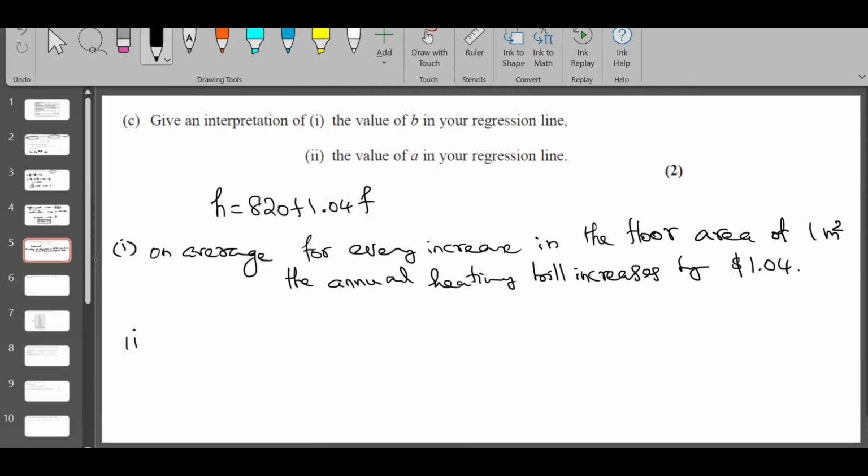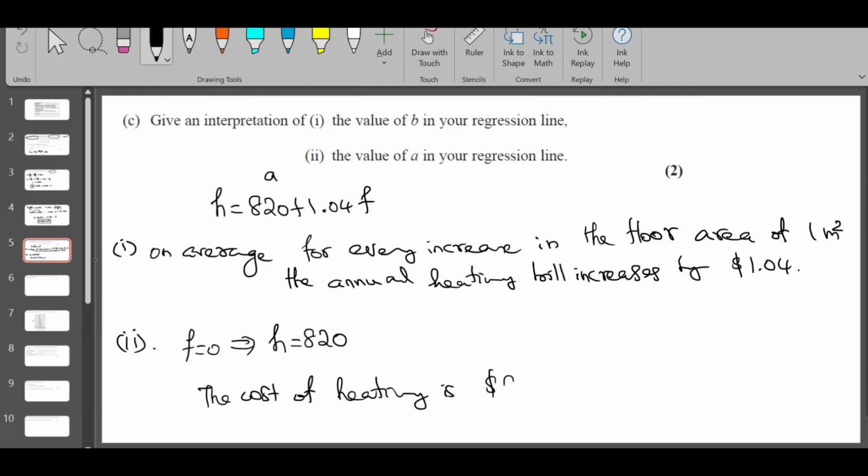For part ii, interpret the value of a, the y-intercept. So when you replace F by 0, H is 820. That means even if there is no floor space, there is still a heating cost of 820. That's the base cost actually. So you need to write that the cost of heating is 820 even if there is no floor space. That's how you interpret the values.